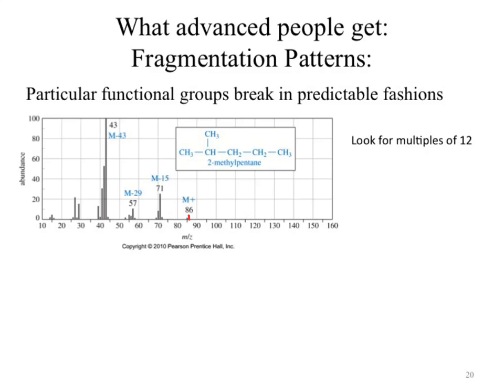3 to the left, 3 to the right. So between 89 and 83, there's really only 2 peaks present. One at 86 and one at 85. 86 happens to be tallest. There's my M plus peak. Okay.